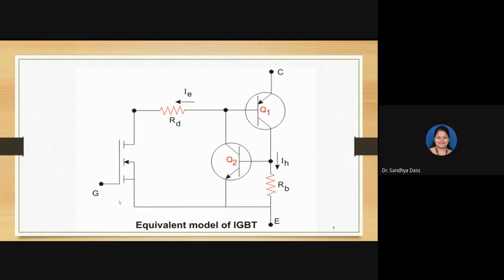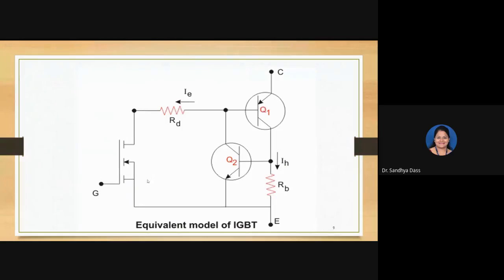So what happens with that? This condition leads to what? If you recall the MOSFET operation, this condition leads to the formation of an inversion layer just below the gate, leading to a channel, right? Because of the channel formation, current begins to flow from emitter to collector. I hope you can recall the MOSFET operation there.